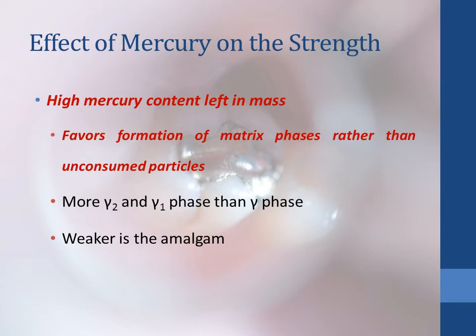So what happens if there is a high mercury content? This favors the formation of the matrix, which is the gamma 1 and gamma 2 phases, rather than the unconsumed or the gamma particles. So the more the gamma 2 and gamma 1 phase, that is the more matrix than the gamma phase, the weaker is the amalgam.